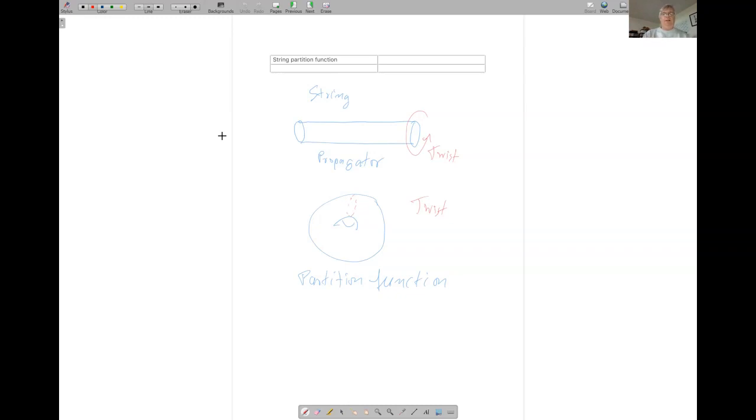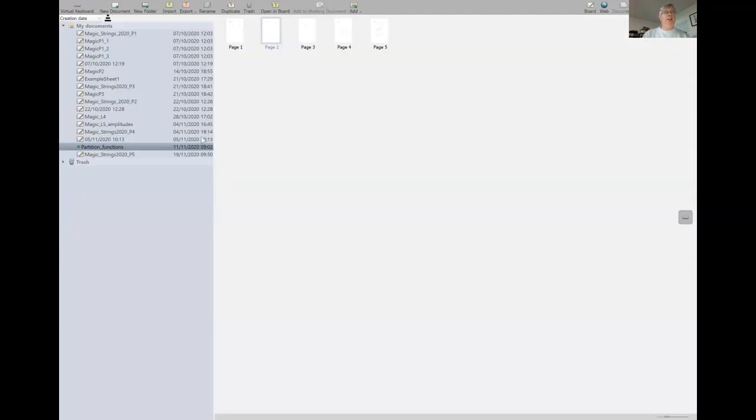And secondly, and this is what we will now analyze in more detail, for a cylinder I have the option to twist it before I glue it together. So there's a further parameter, apart from the proper time that it needs to propagate around this torus, which needs to be taken into account when I consider a partition function for a closed string. But back to the lecture slides.